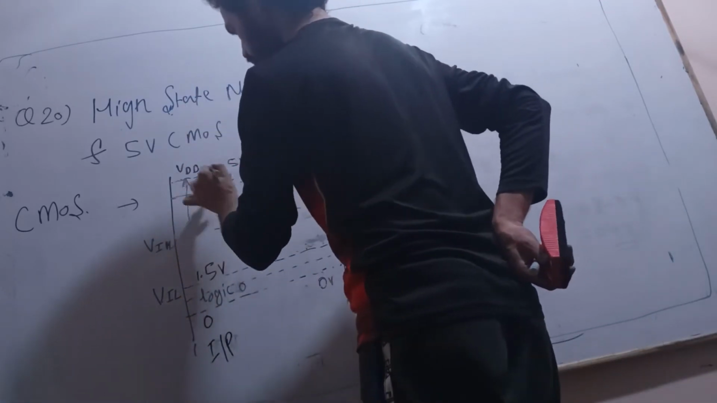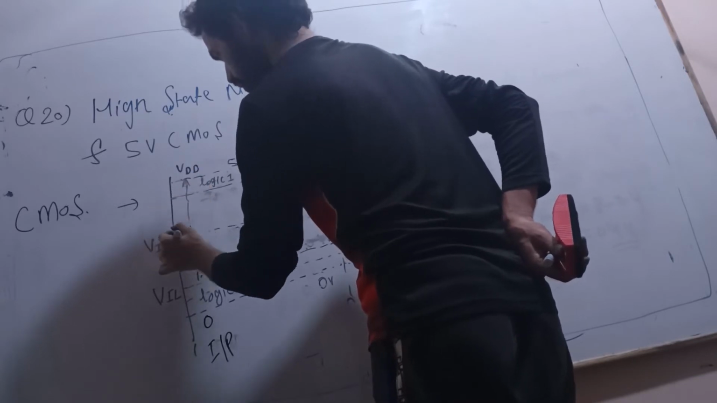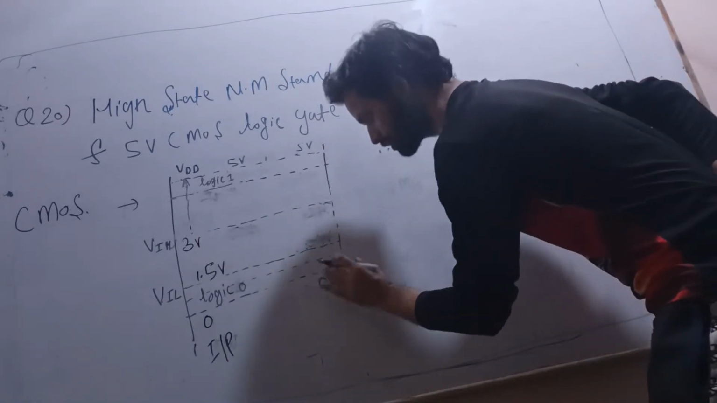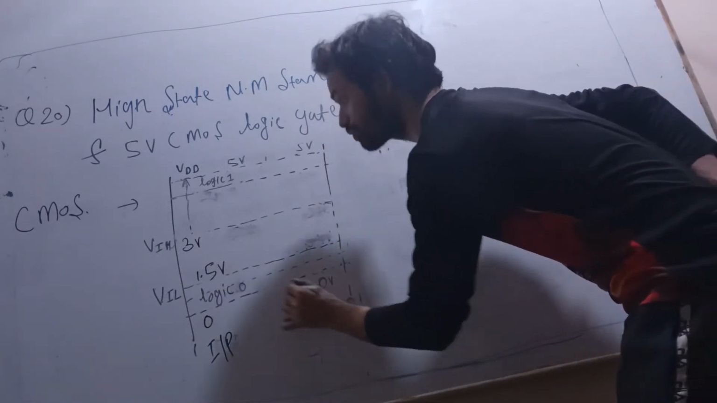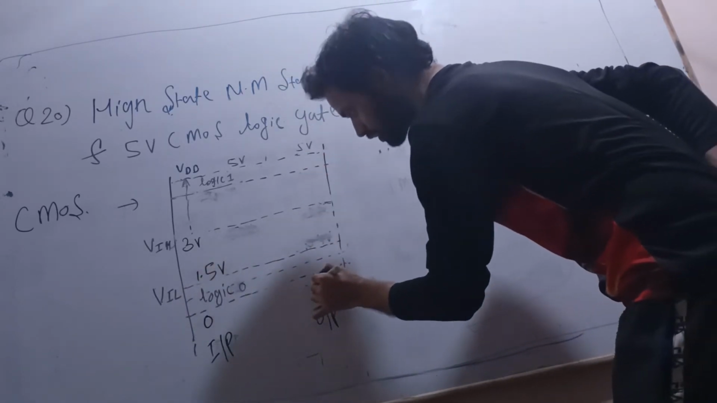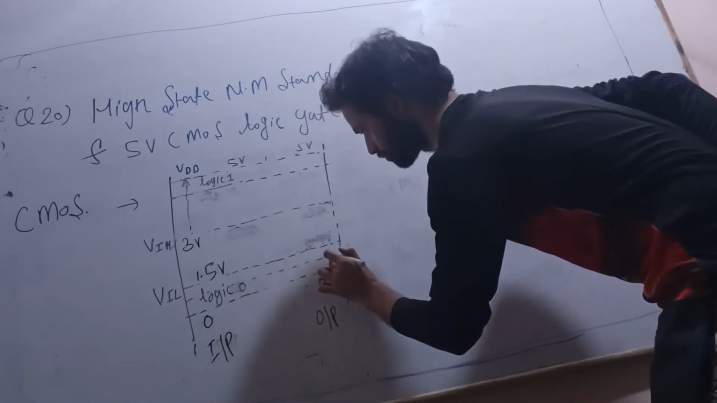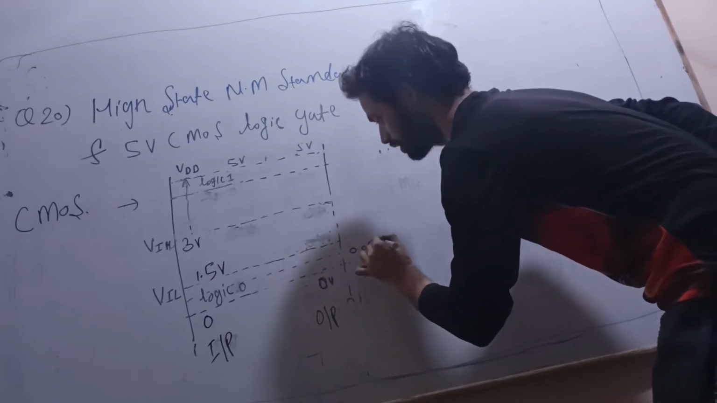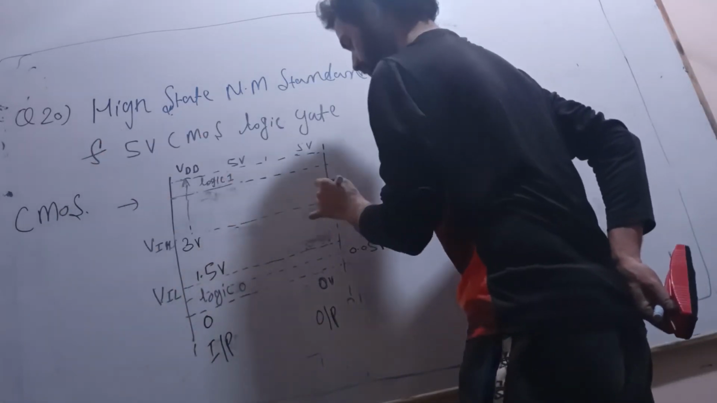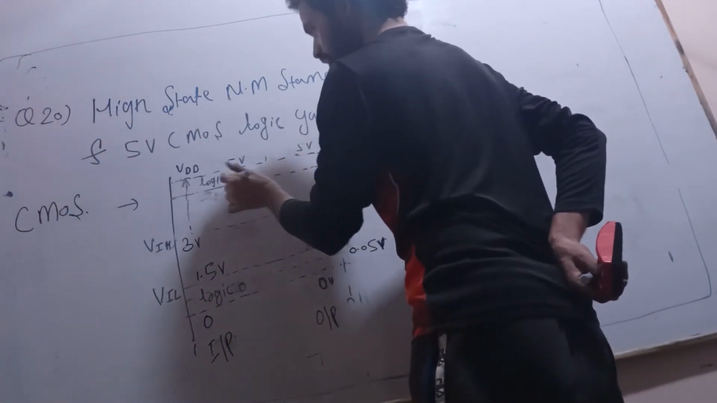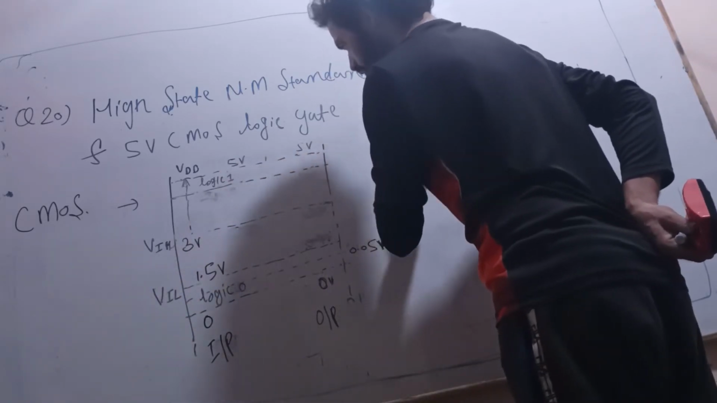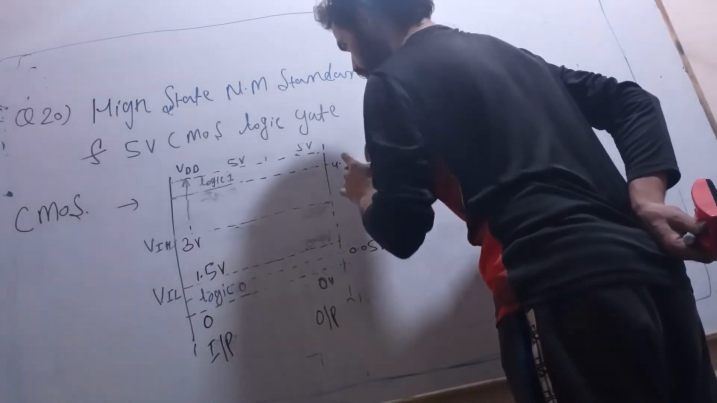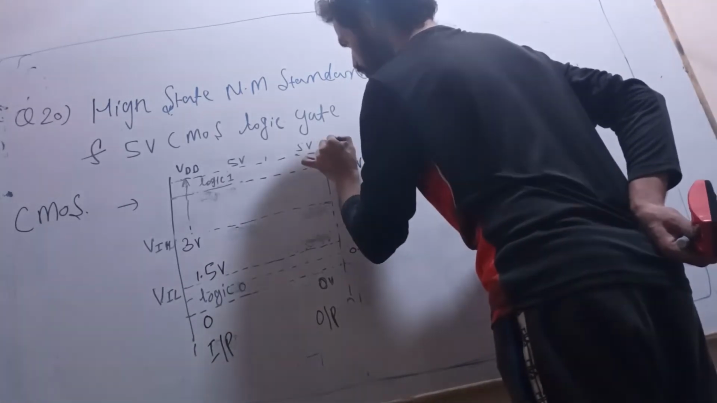For logic 1, it is from 3 volt to 5 volt. Now see the output side. At the output side for CMOS, logic 0 is from 0 volt to 0.05 volt. And for logic 1, at the output side the range is from 4.95 volt to 5 volt.